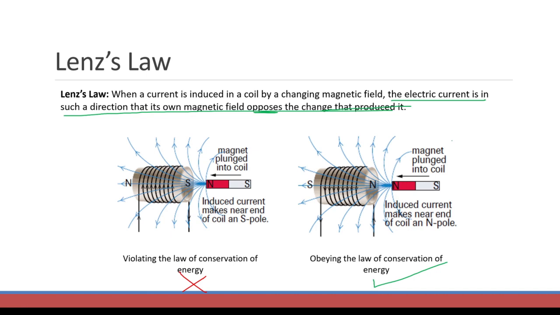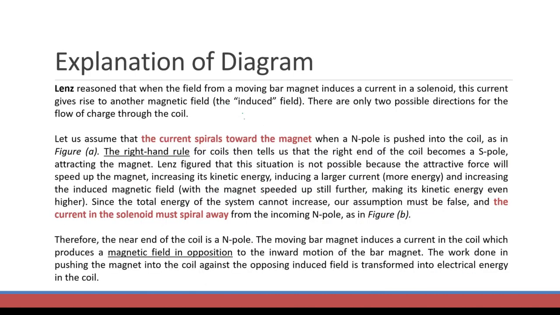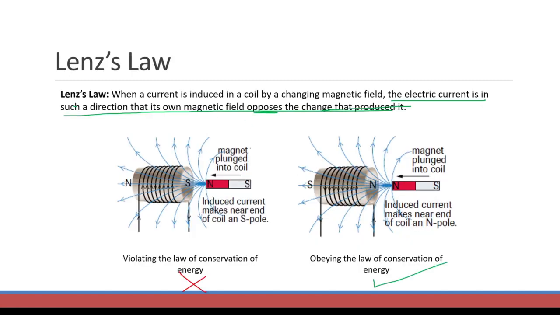But why is it this right one? These are the two scenarios it can be. And why is it this right one? Well, Lenz reasoned that when the field from a moving bar magnet induces a current in a solenoid, the current gives rise to another magnetic field. And so this can be in either one of these directions, but which one is valid?